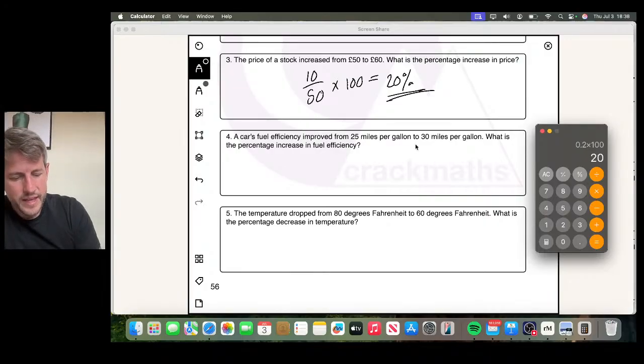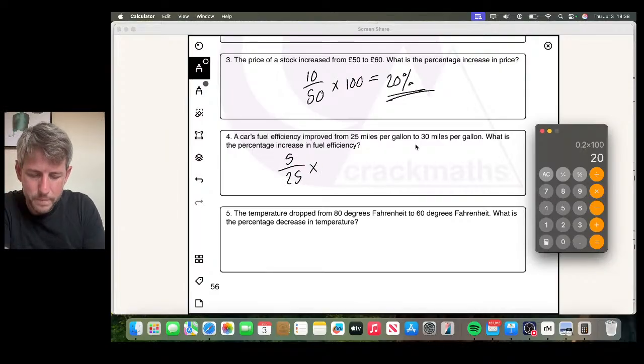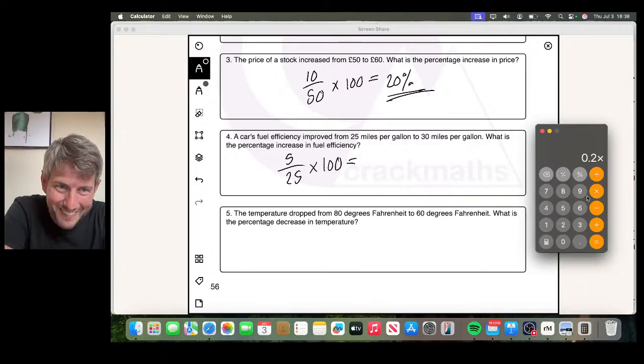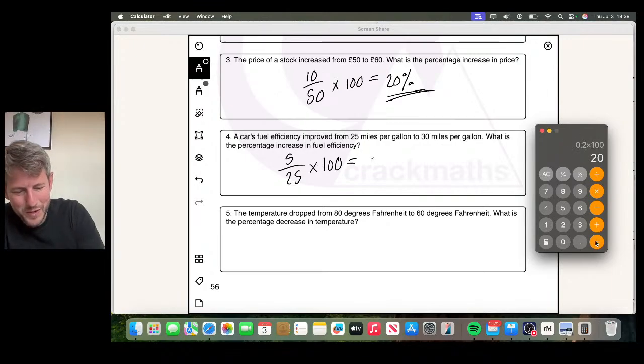What is the percentage increase in fuel efficiency? Okay, so it's an increase of 5, and it went from the 25. So we've got 5 over 25, and we're going to multiply that by 100. So 5 divided by 25 equals 0.2, and then that's going to be 20% again. Okay, so that equals 20%.